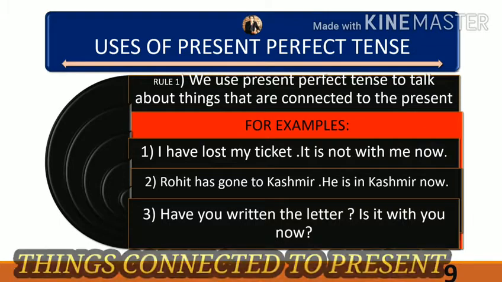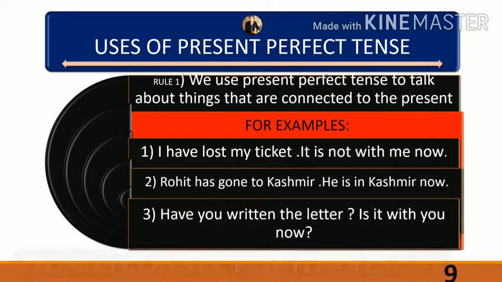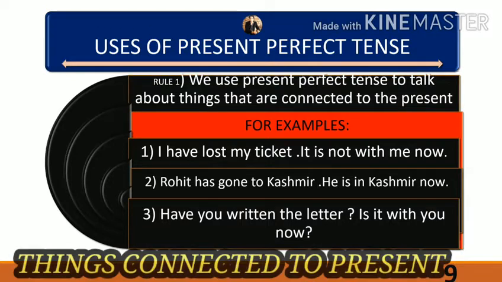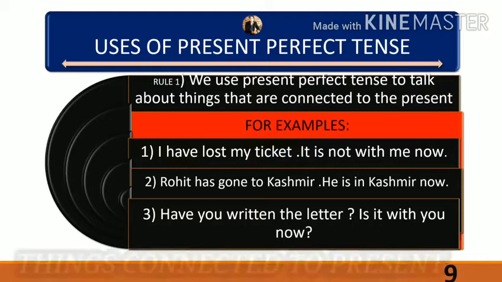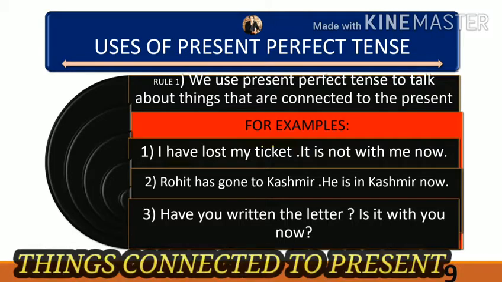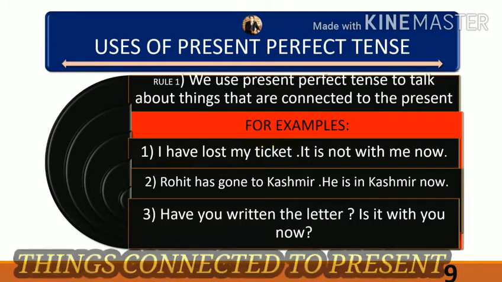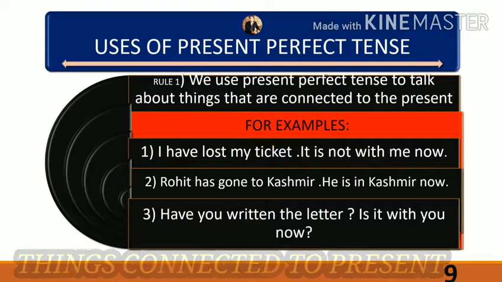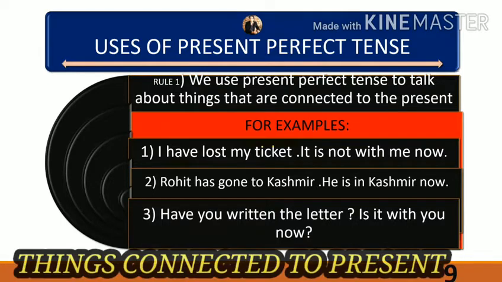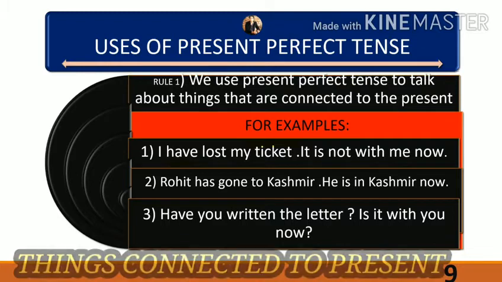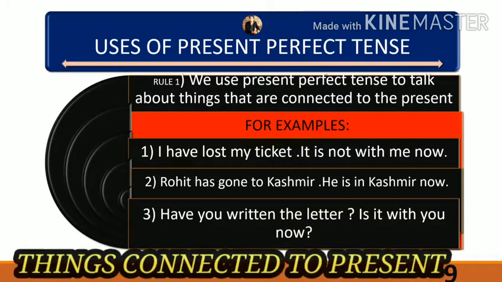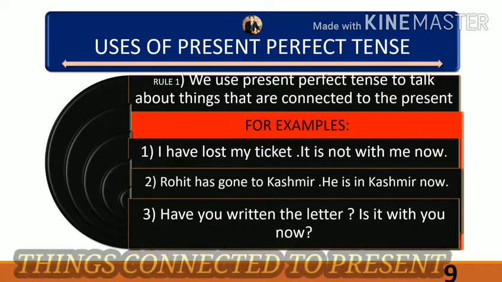For example, I have lost my ticket. So here the word I is a subject, have is a helping verb, lost is a V3. That means it's the present perfect tense, and my ticket is an object. So here I have written, I have lost my ticket, and it is not with me now. It means presently you are saying that the ticket you bought is not with you. This is how the past is connected with the present.